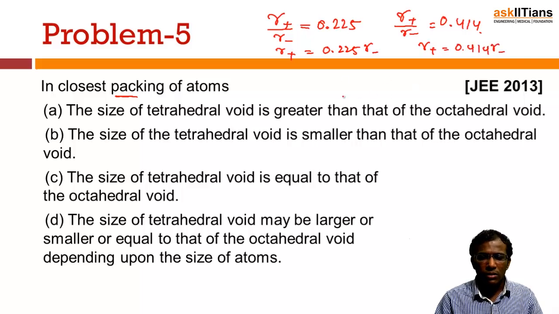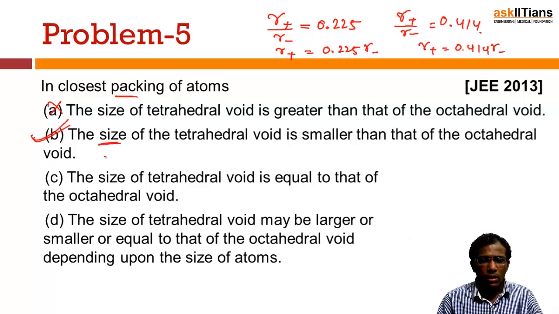So from this you can see this value is higher, right? So this is octahedral void. Since this value is higher, the size of the octahedral void will always be higher than the size of the tetrahedral void. So the tetrahedral void is smaller in size. So A is wrong. The size of the tetrahedral void is smaller than that of the octahedral void. So option B is the correct option, right?